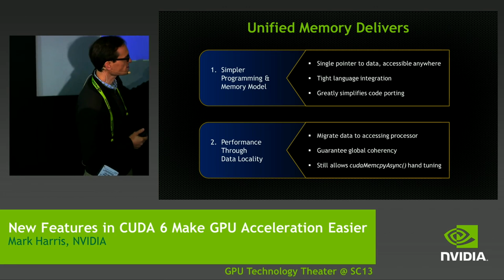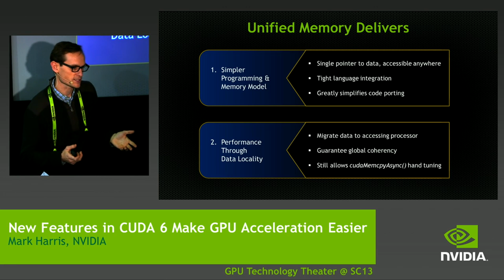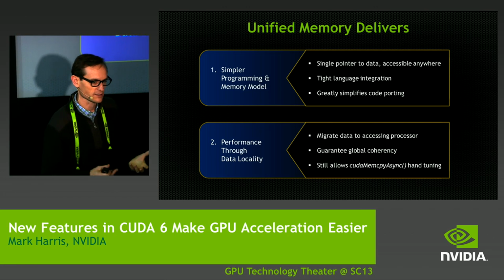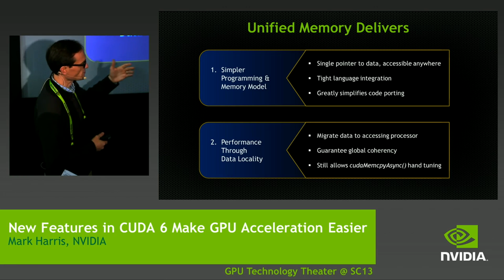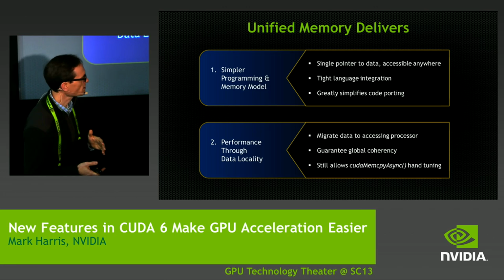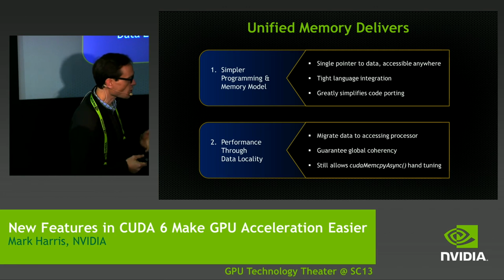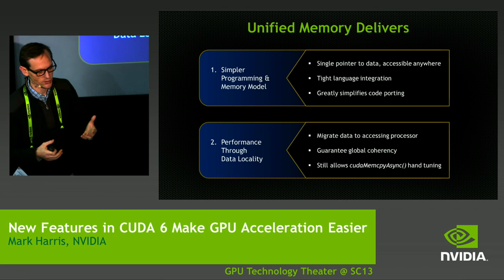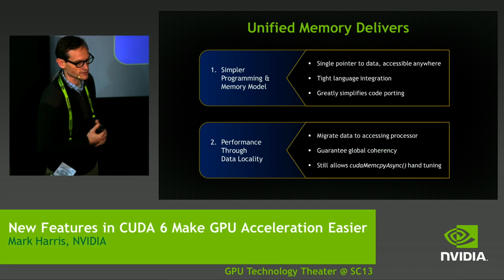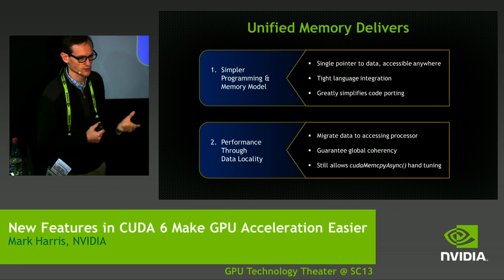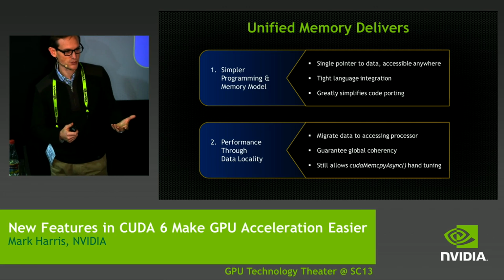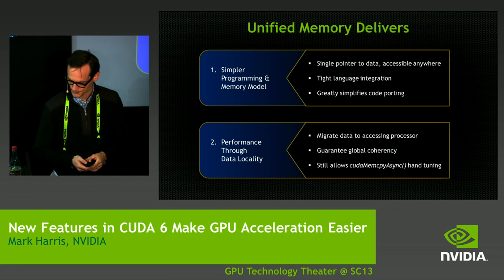Now, of course, you can still use everything that we have in CUDA today in terms of explicit memory copies for hand-tuning the performance of your code and for doing things like overlapping memory copies with computation. The programmer always has more information, or almost always has more information, about the data access patterns of the program than the runtime or the compiler does. And so we still allow you to tune performance using those tools.